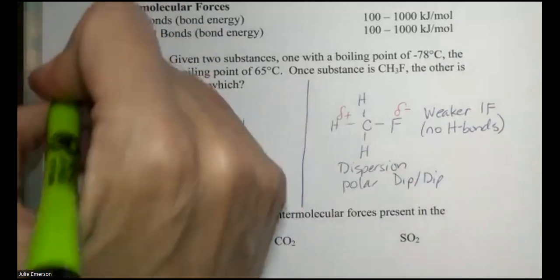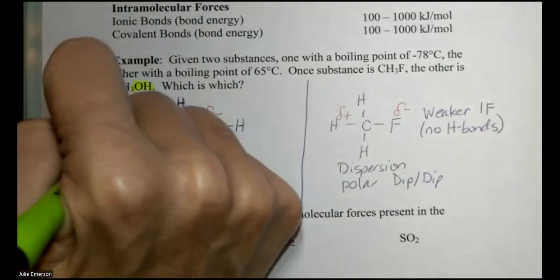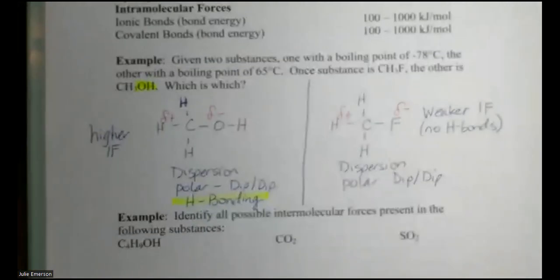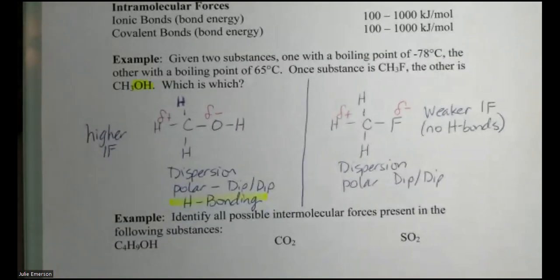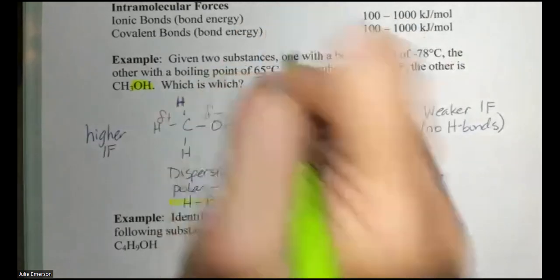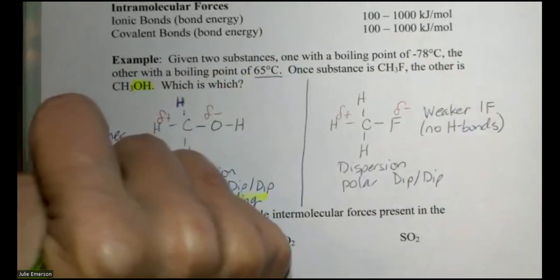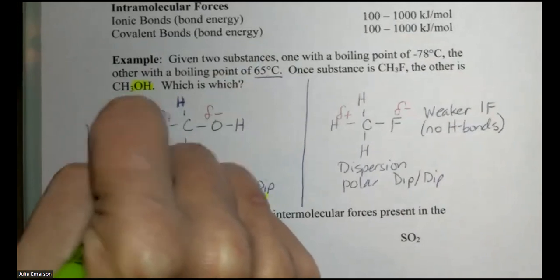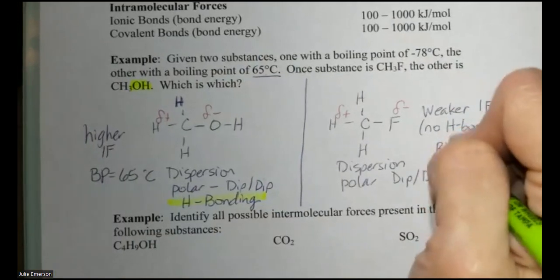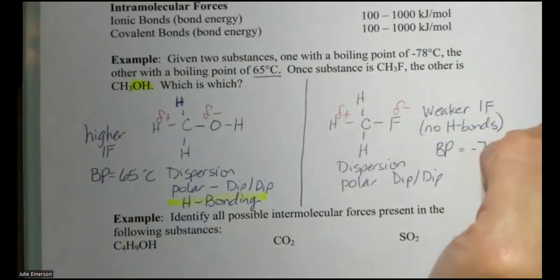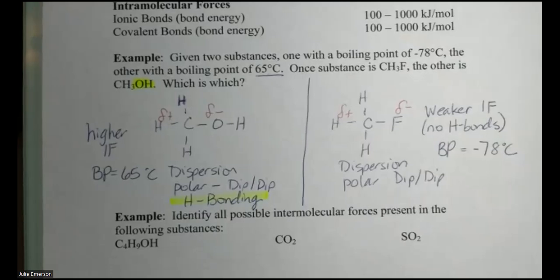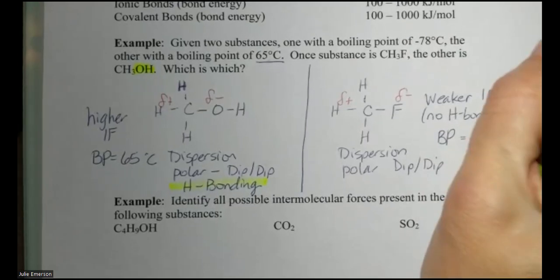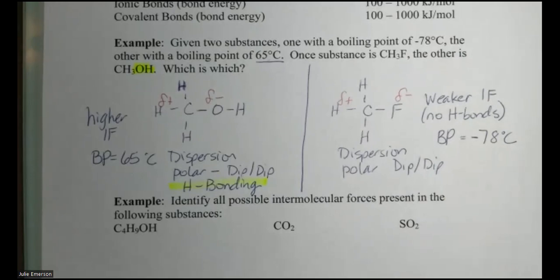That tells us the methanol has higher intermolecular forces. And what we learned was the higher the intermolecular forces, the higher the forces holding the molecule together, the harder it's going to be to boil it. So the boiling point of 65 degrees Celsius is going to go to the methanol. The boiling point of negative 78 degrees Celsius is going to go to the fluoromethane. Much lower boiling point because it doesn't have those hydrogen bonds.